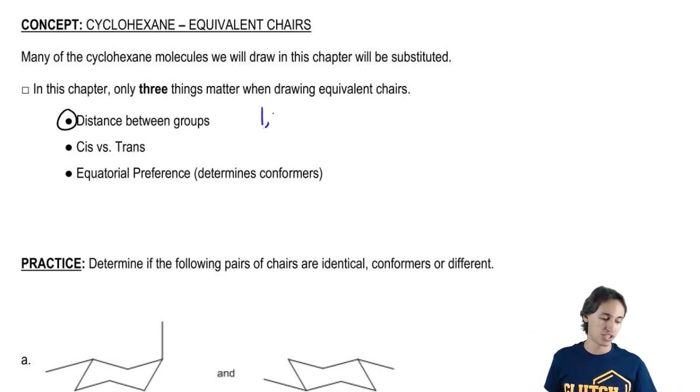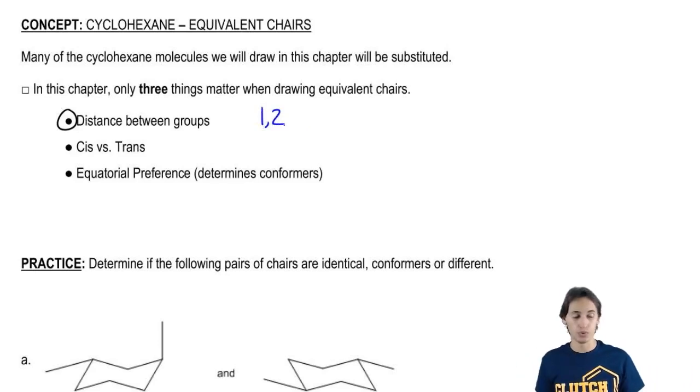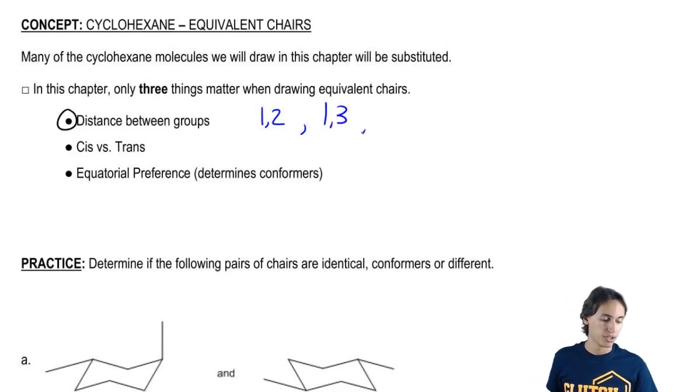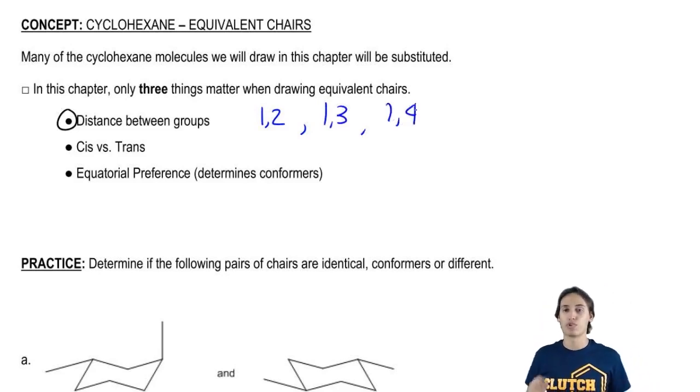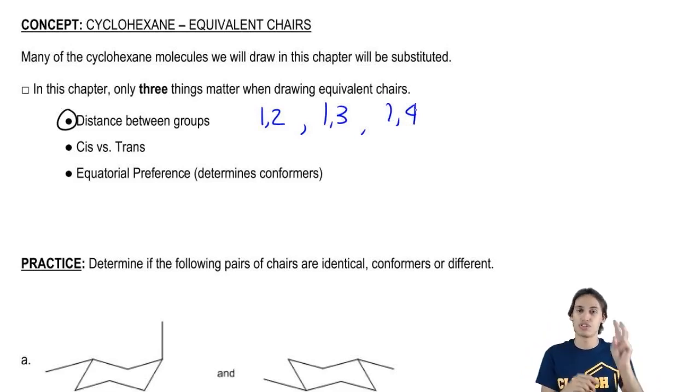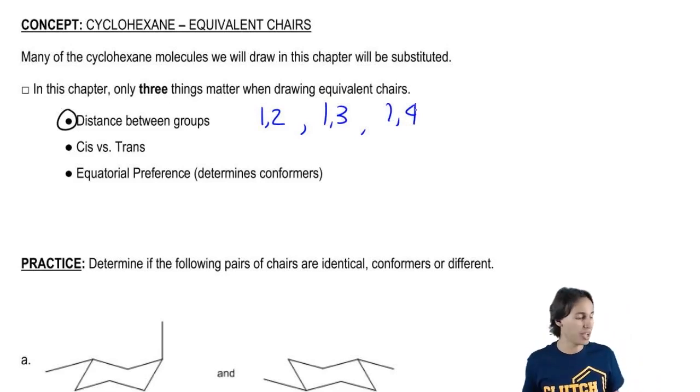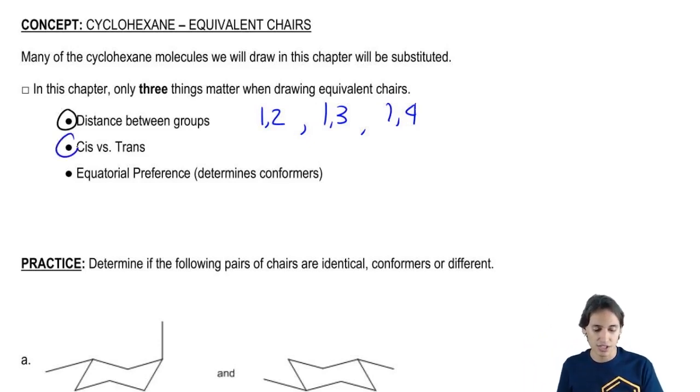If the first one is on your 1 position, is your second one next to it? That would be called 1, 2. If they're 2 carbons apart, that would be called 1, 3. If they're 3 carbons apart, that would be called 1, 4. Either way, those are like the 3 different combinations of having 2 things. But as long as the distance is the same, we're already off to a good start.